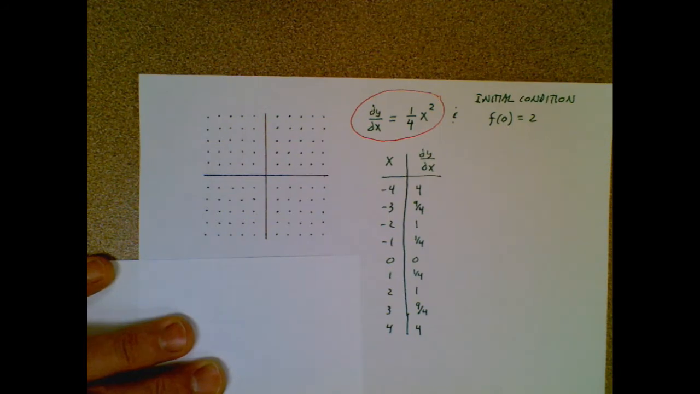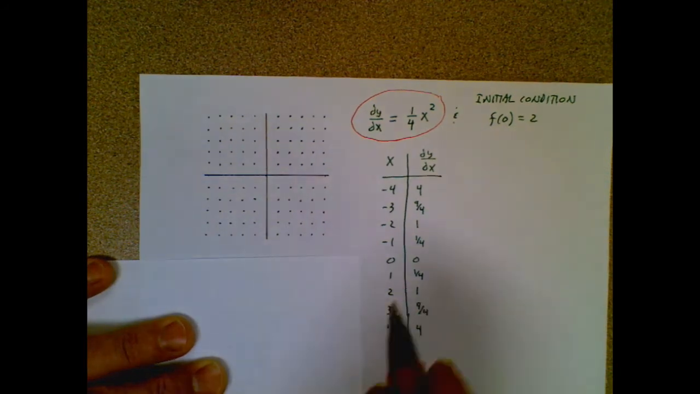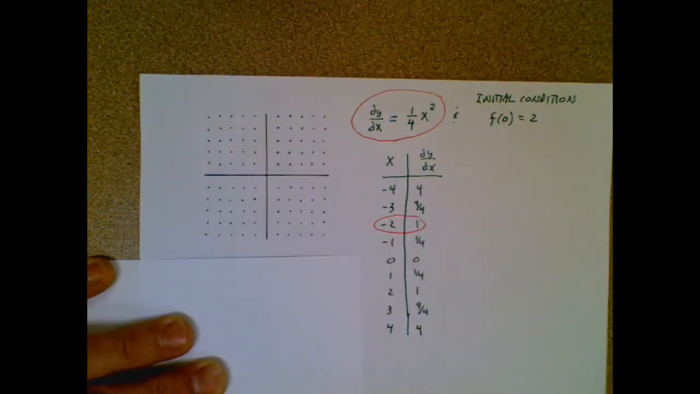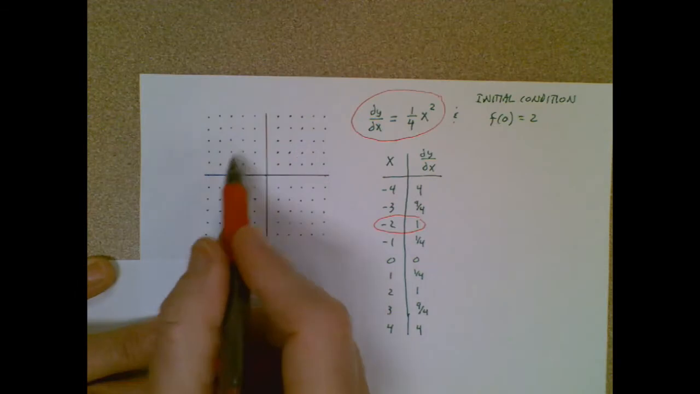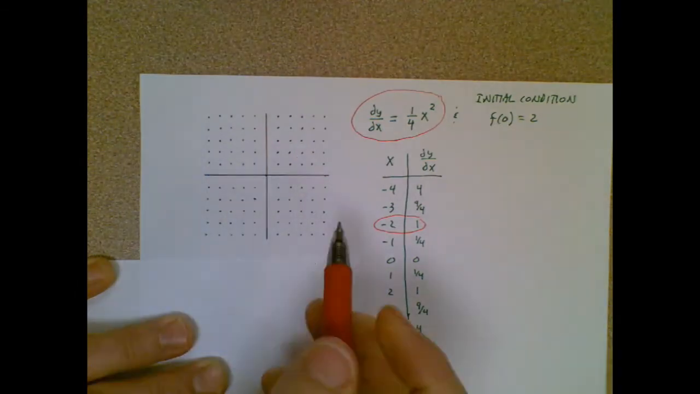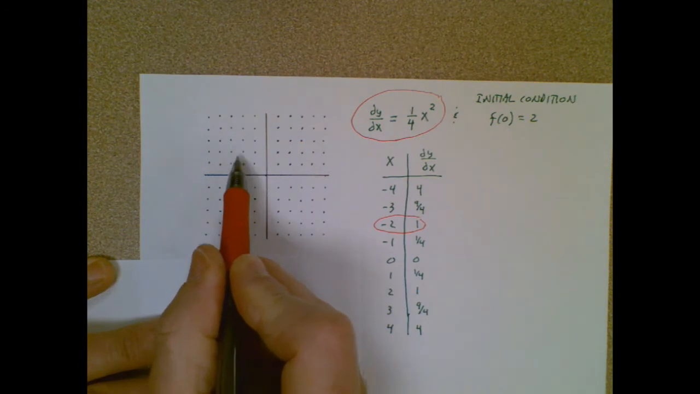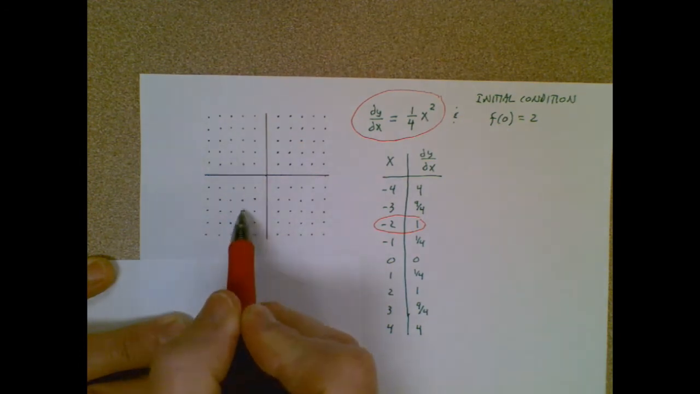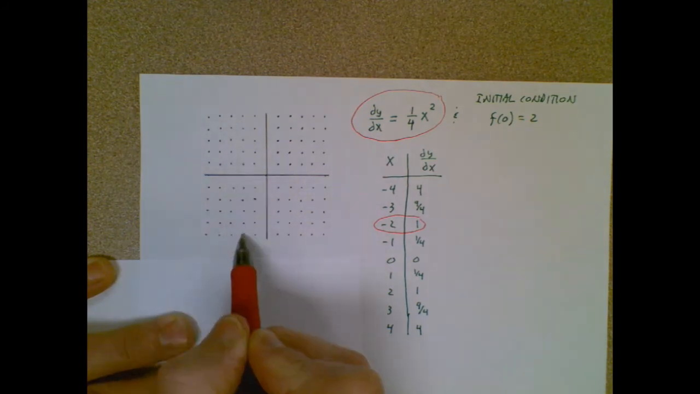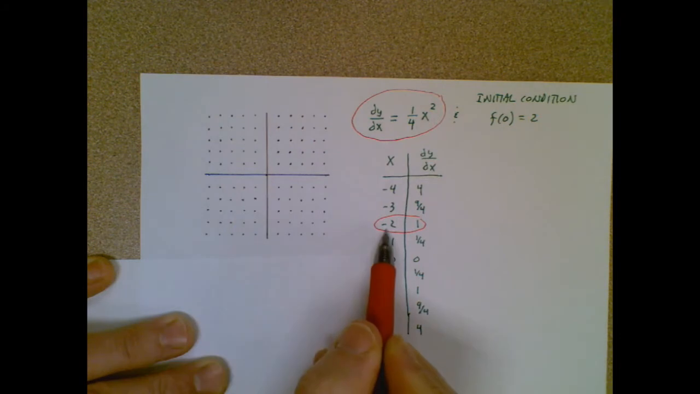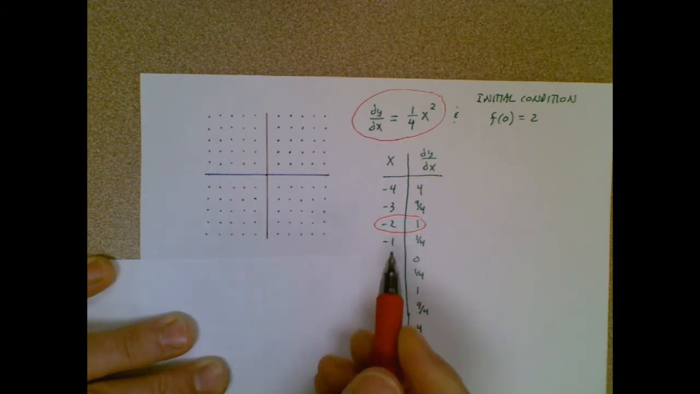So let's take a look at what this t-chart really means. To begin with, I'm going to take a look at this spot on the t-chart. When x is -2, dy/dx, or the slope, is 1. So I go over here to this unusual coordinate grid, and the x value is -2 right here, and here, and here, and here, and here, and here. Any dot in this column has an x value of -2. And that's saying that at x equals -2, the slope is 1.